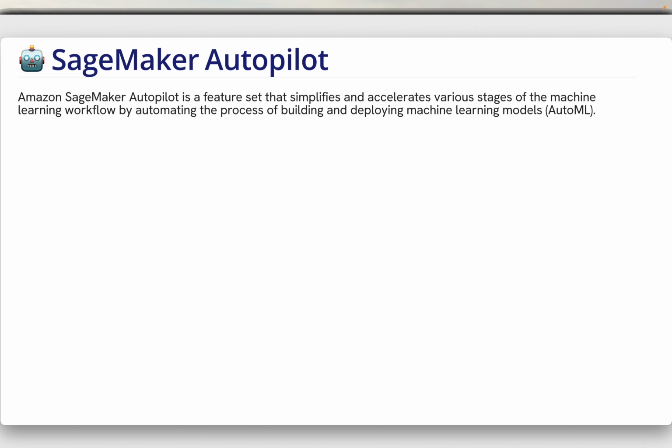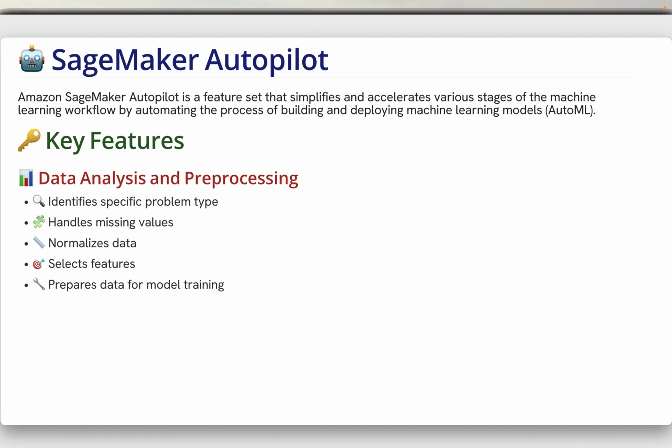Okay, SageMaker Autopilot. I'll be covering both one by one. So first one is Autopilot. Autopilot is a feature that simplifies and accelerates various stages of the machine learning workflow by automating the process of building and deploying machine learning models, AutoML. Some key features: it will identify a specific problem type. It can handle missing values. It can normalize data by itself. It can select features by itself. It can prepare data for model training.